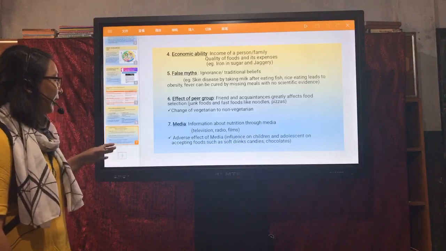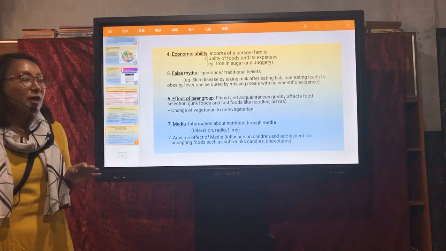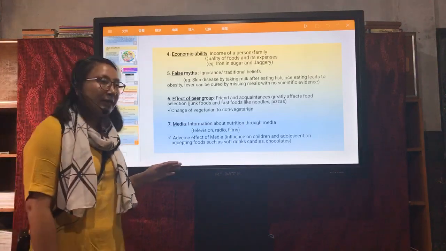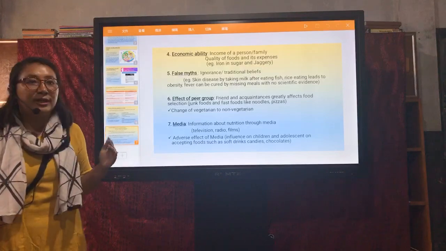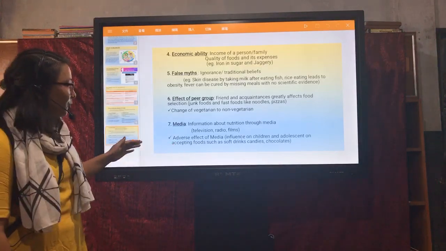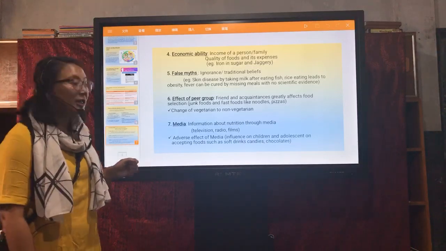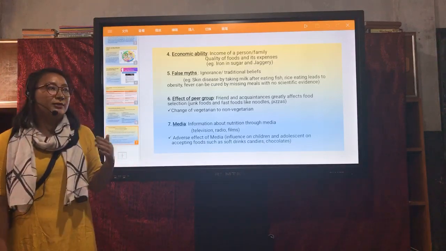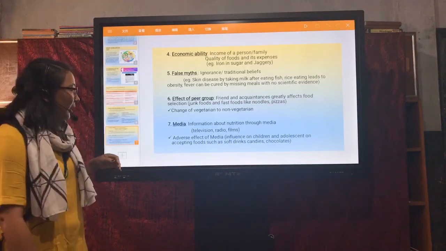The seventh point that affects the selection of food items is media. Information about nutrition through media. Nowadays, nutritional information is translated through television, radio, and films. In earlier days, mostly it was television, radio, and film. But with the advances in technology nowadays, nutritional information is translated through Facebook also, Instagram, Twitter, and we also have WhatsApp.